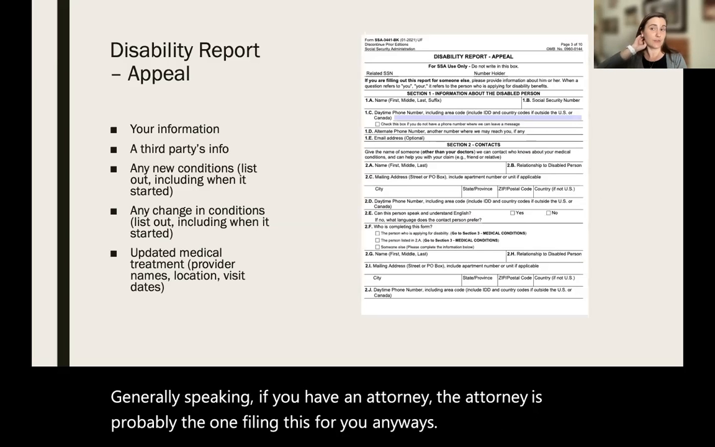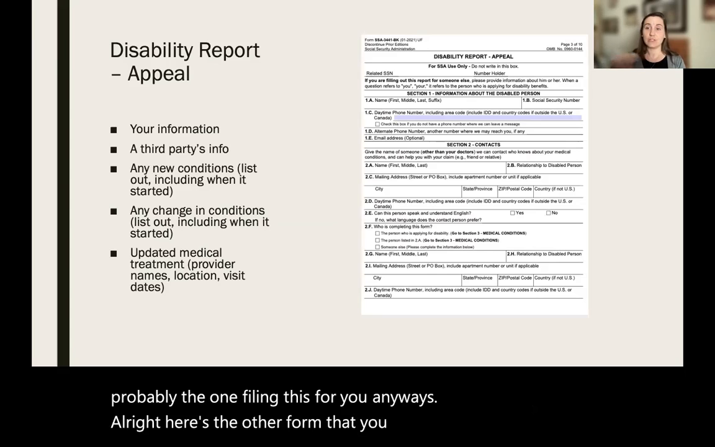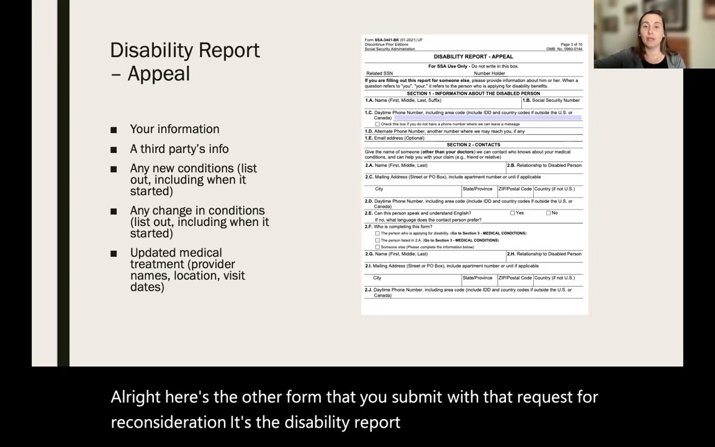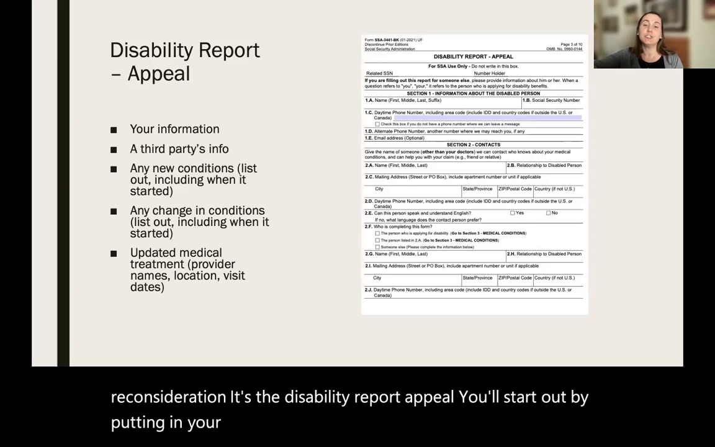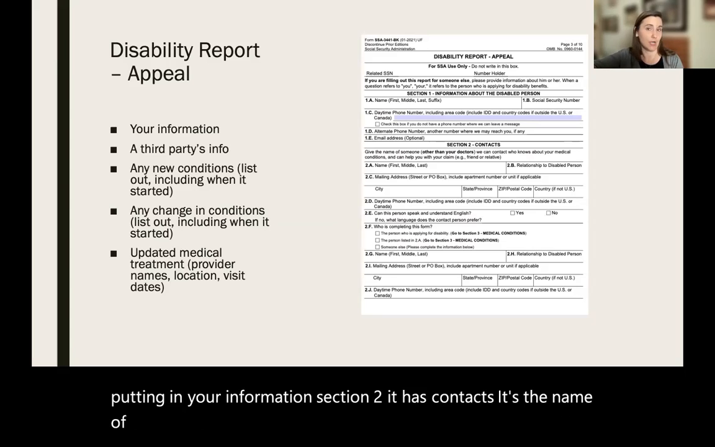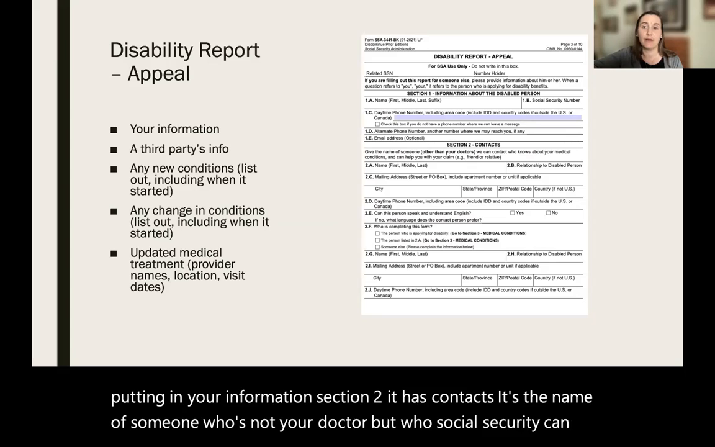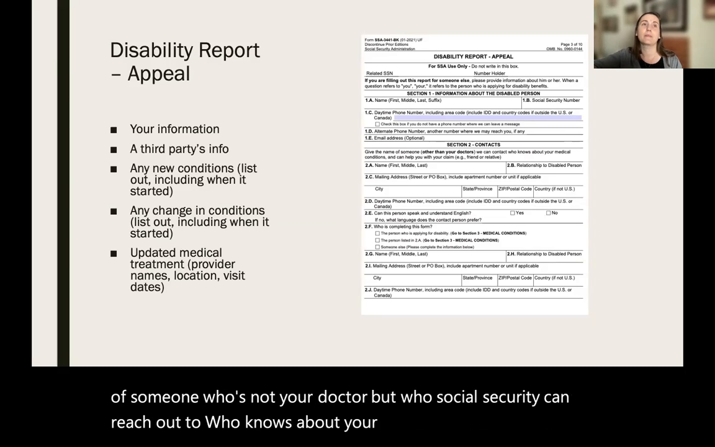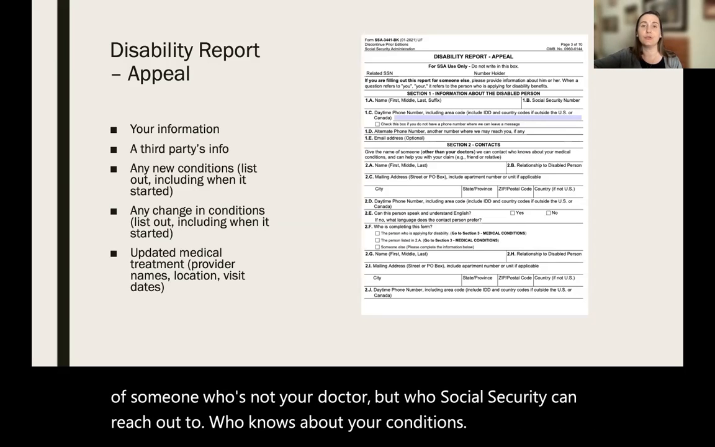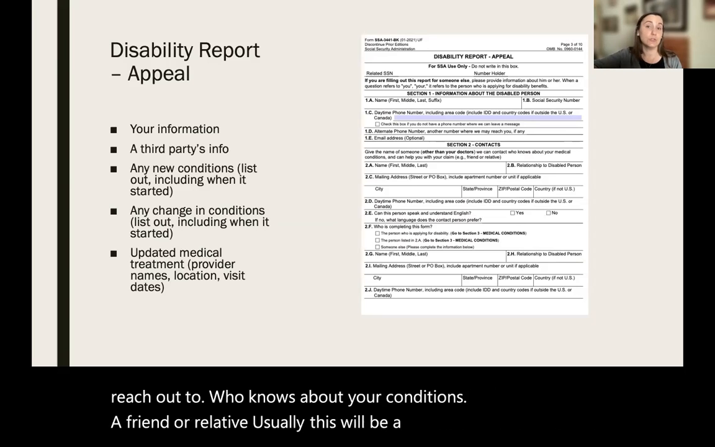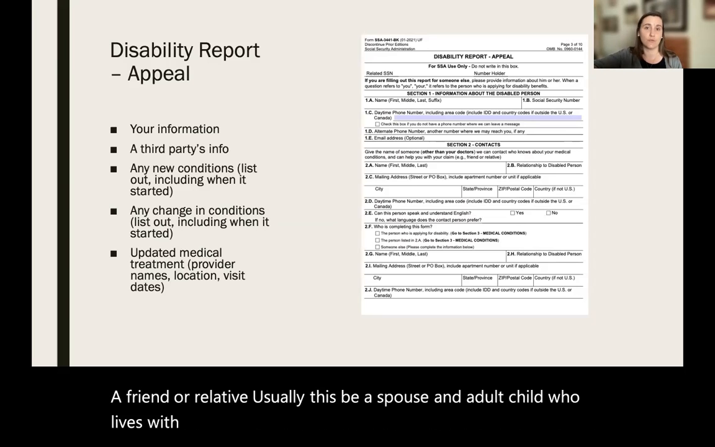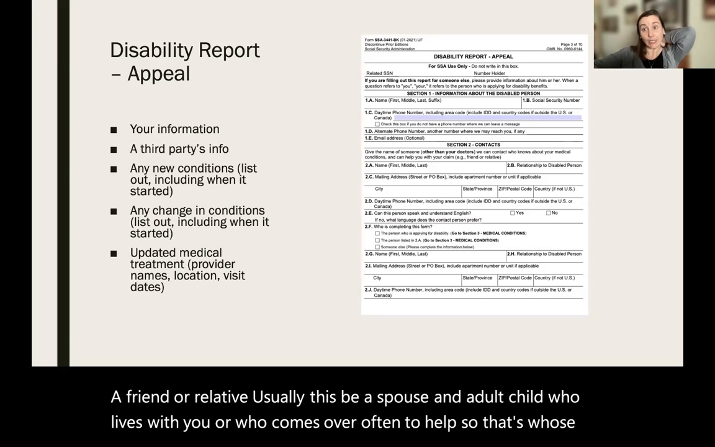All right, here's the other form that you submit with that request for reconsideration. It's the disability report appeal. You'll start out by putting in your information. Section 2, it has contacts. It's the name of someone who's not your doctor, but who Social Security can reach out to who knows about your conditions. A friend, a relative, usually this will be a spouse, an adult child who lives with you or who comes over often to help. So that's whose information you'll want to put in here.